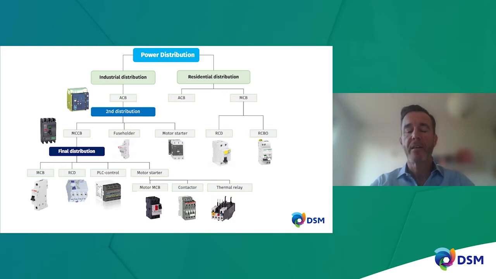On the right hand side, residential distribution, also in some cases an air circuit breaker, for instance to protect the complete apartment block. And then quickly to the MCB, RCD and RCBO, your typical devices in your electrical panel board at home, mainly for protection of people, but also electrical devices, of course.